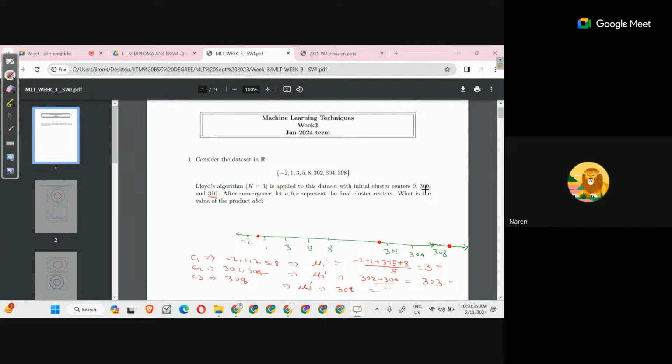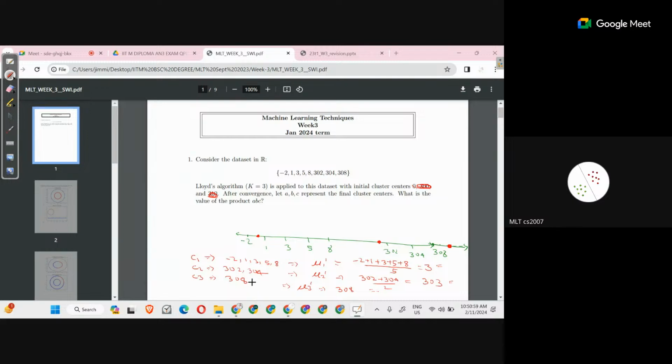Actually not. Sir, clustering, sir. C1, C2, C3 is based on... So what he is saying is that even if we do not put these things, then also we are getting the final answer. Then I can have -2 or 3 as one center, and 303 as one center, and 308 as one center. Then it will come correct.